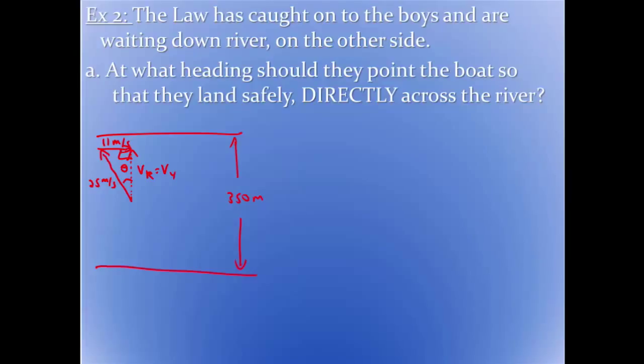Let's solve this bad boy. In this case, we need to find what heading they should point, and that equals angle. So we need to find the angle. Well, how do we do that? In this case, what are we given? We're given the opposite side, and we're given the hypotenuse, so that's sine theta, and that's equal to 11 over 25. So theta is equal to sine to the minus 1 of 11 over 25, which is going to give us an angle of 26 degrees.